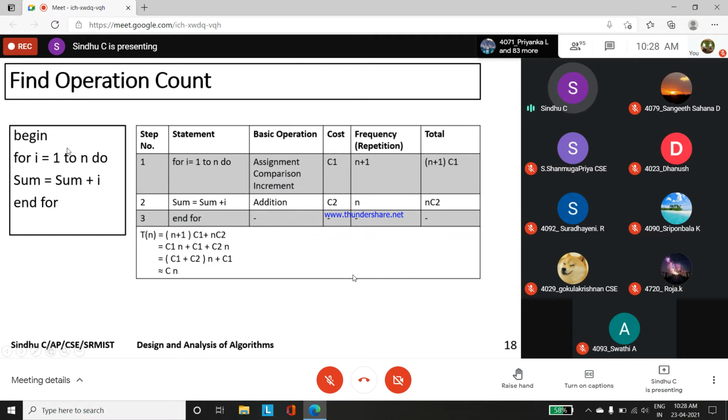And one more, where I've given a small loop, right? You have a for loop, and it runs from 1 to n.